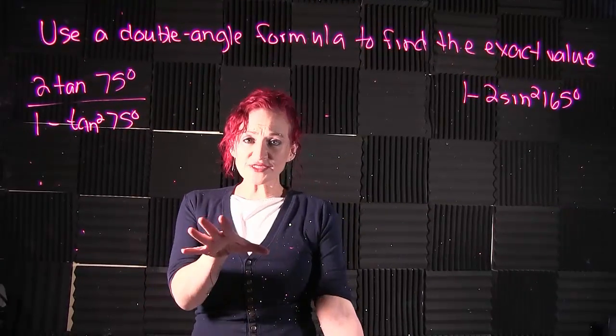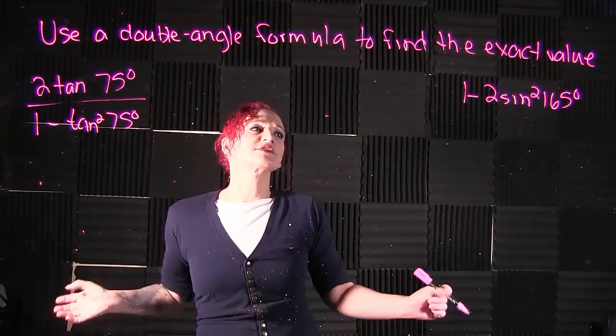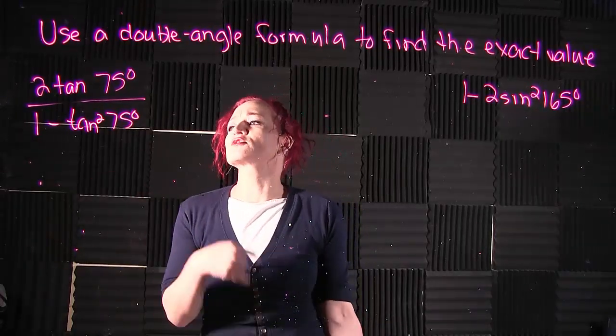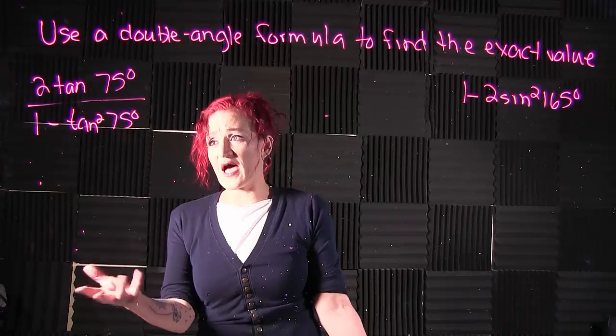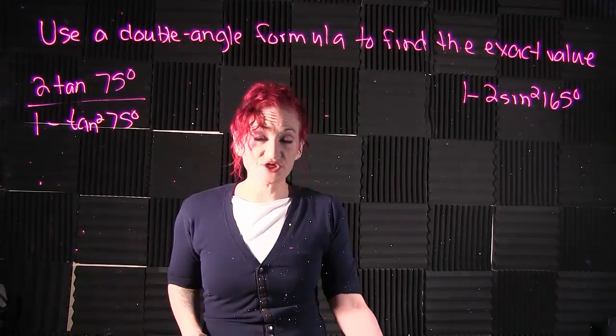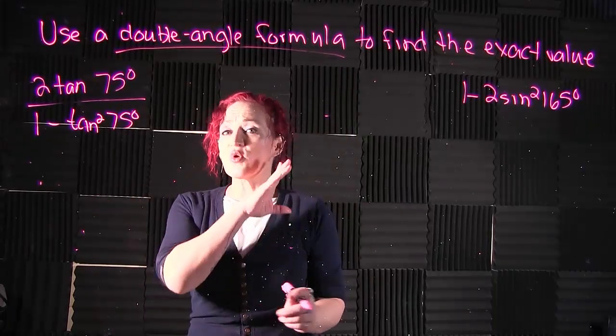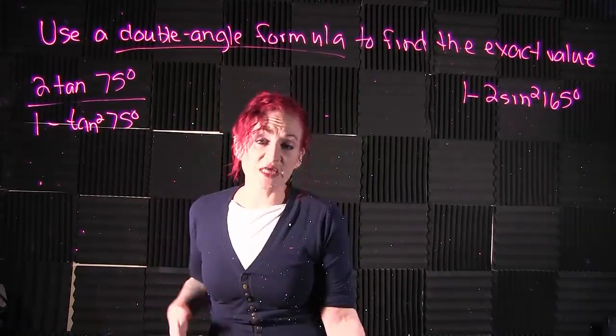So let's use the double angle formulas in order to find the exact value of the given expressions. Over here we are told we have 2 tangent 75 over 1 minus tangent squared 75. Now it specifically wants us to use the double angle formulas in order to help us simplify that.